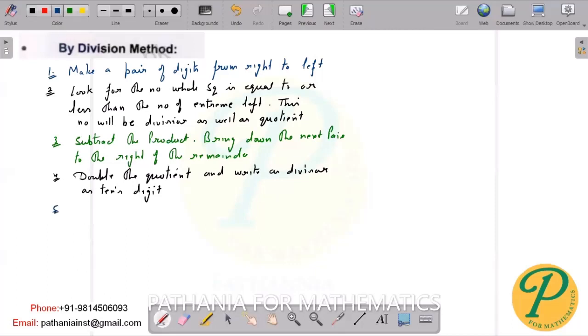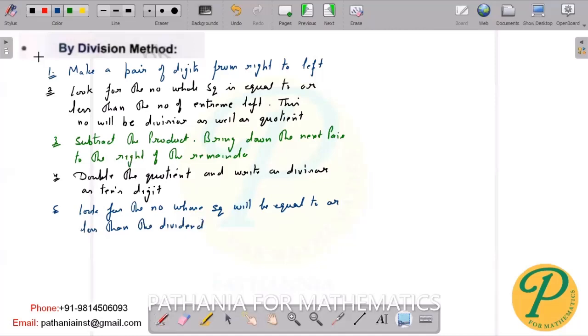The fifth one, look for the number whose square will be equal to or less than the dividend. This is the stepwise procedure.